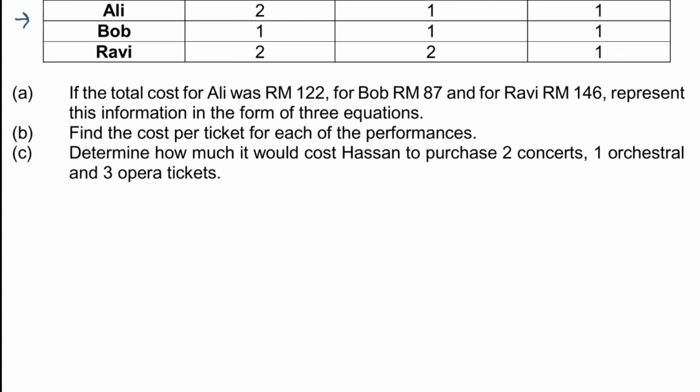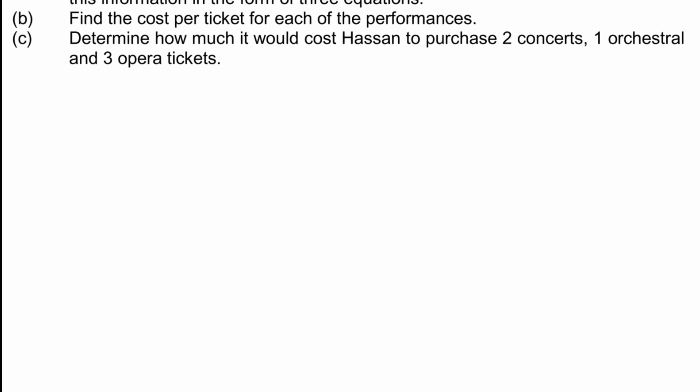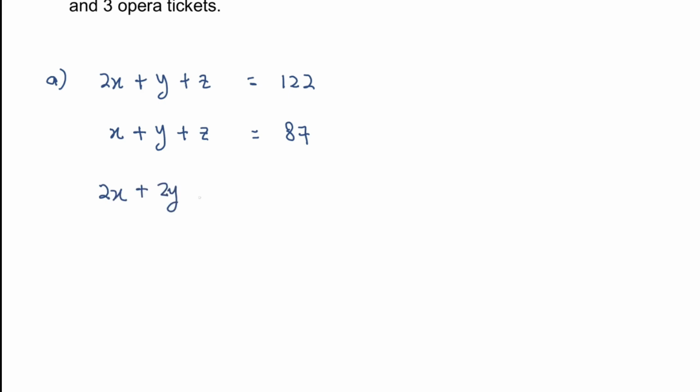So the solution will be 2x plus y plus z equal to 122. The second equation will be x plus y plus z equal to 87. And lastly, the last equation, 2x plus 2y plus 2z is equal to 146.